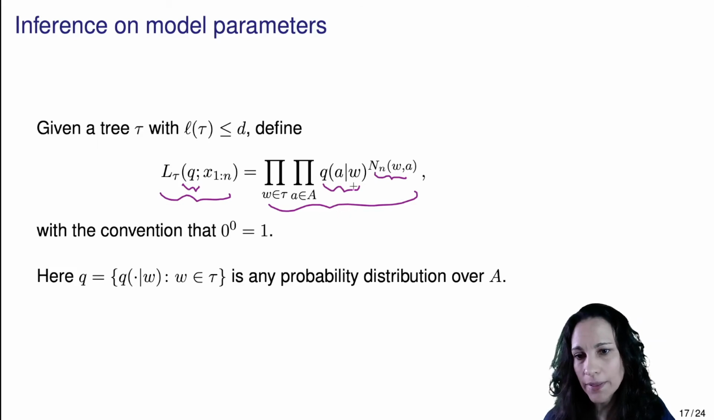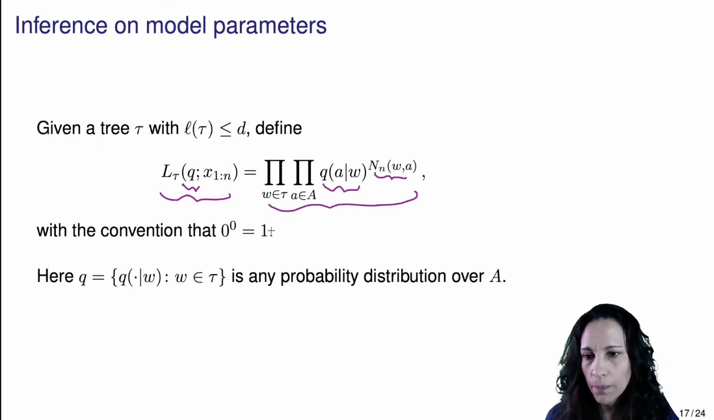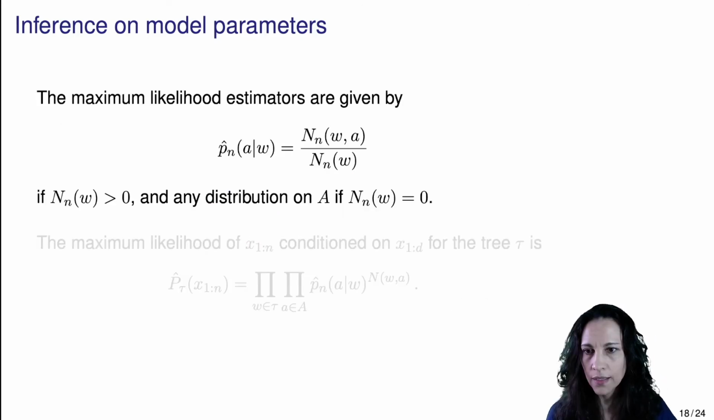Because it can happen that some transition probability here is 0 and some counter is 0, but there is no problem in defining this likelihood with this convention here, okay? So here q is any probability distribution over the alphabet A, okay?